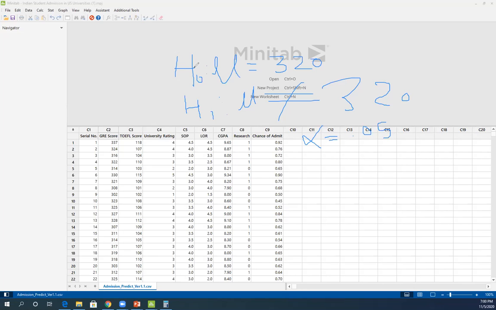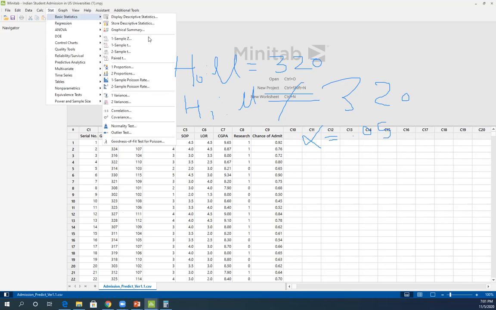Third, I'm going to do the calculation. I'm going to gather the data, which is already here. Now I'm going to do statistics. So here we have options: one sample Z, one sample T, one variance, and one proportion. These are the four options that we use in hypothesis testing.